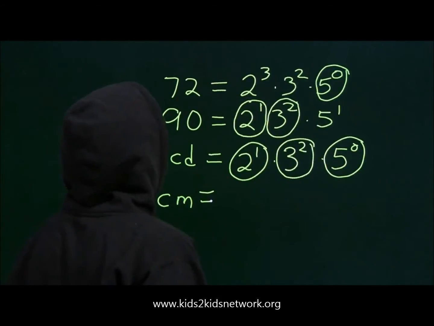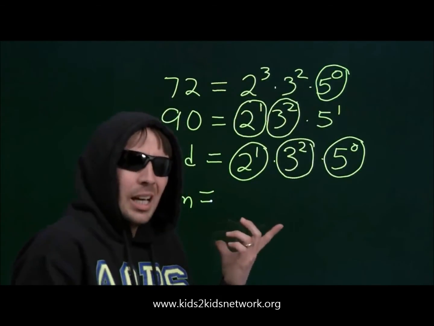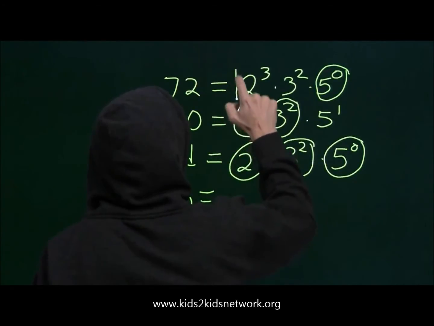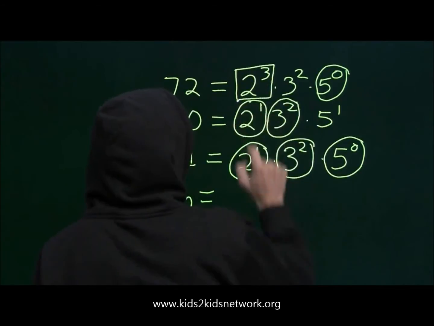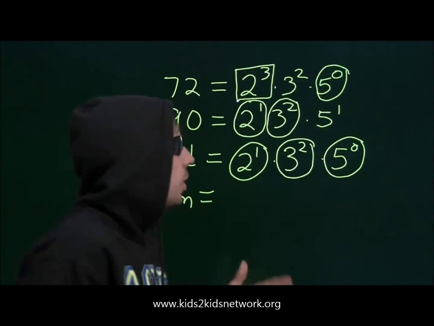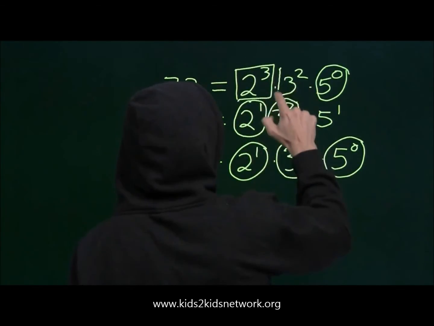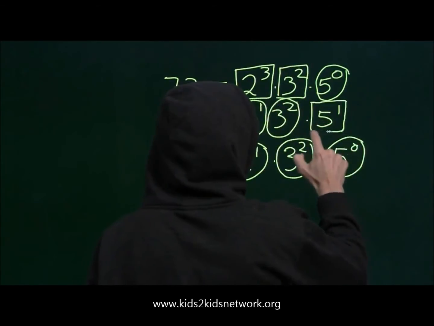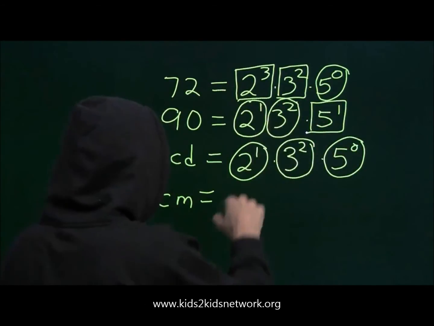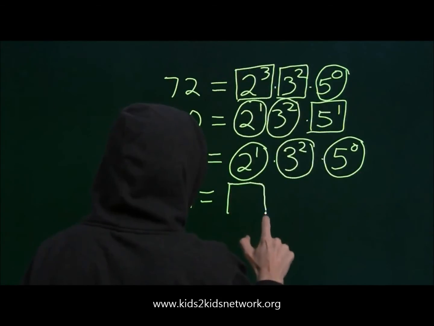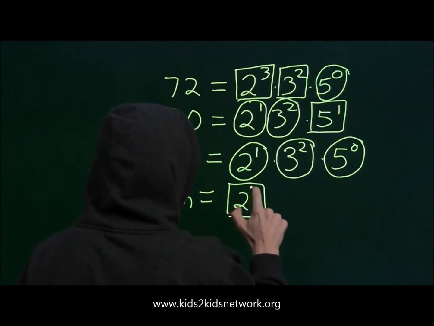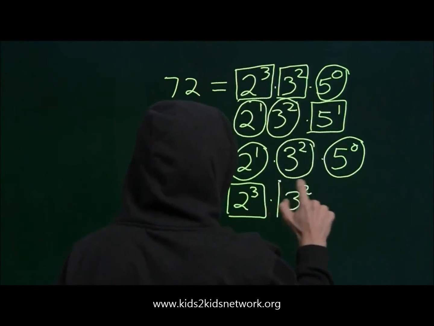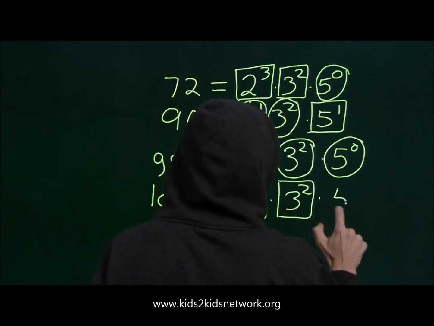Now let's check out the LCM. All right, LCM, now I'm going to take the highest power of each prime. Highest power of 2 is this 2 cubed up here. Again, it doesn't matter which of the 3 squareds I take for the LCM, so I'm going to take the one that's left here. And my highest power 5 is right there. 5 to the first. And once again, go ahead and box them down here too. It's my 2 cubed, my 3 squared, and my 5 to the first.